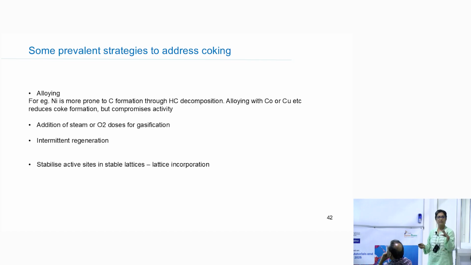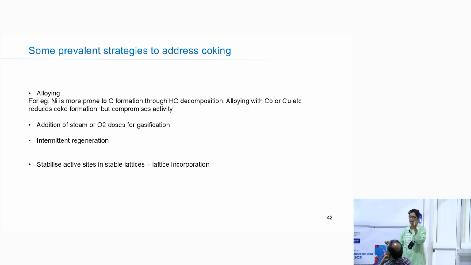Some prevalent approaches that people are using right now, oh, I don't have time. Okay, I will just quickly finish now. What you can do is alloying. Like I said, nickel is notorious for carbon formation, but you can do alloying so that your carbon formation is reduced. But it will compromise the reaction which you want, your desired reaction, which could be any of the reforming reactions, for example. And also the addition of steam or oxygen doses.